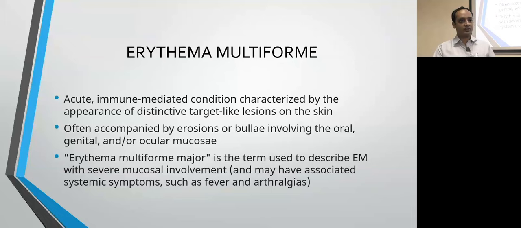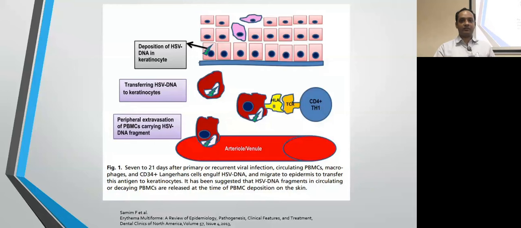Now, coming to the actual pathogenesis, what is postulated, this is only for HSV, we don't know for the others, is that actually the circulating HSV DNA from either a recent or a remote HSV infection is engulfed by the monocyte macrophage lineage within the blood vessel. And then as it migrates out to specialize within the epithelium of the keratinocytes, it actually releases this DNA, which is expressed by the keratinocyte. That triggers the TH1 lineage of the CD4 lymphocytes to react against it. And that is why the next set of the cascade happens.